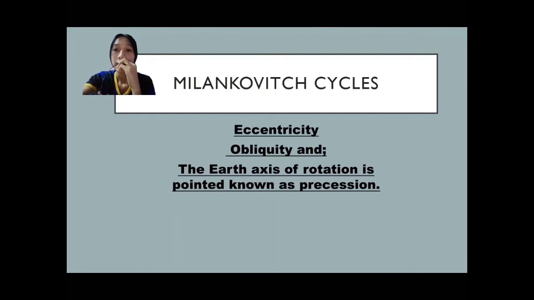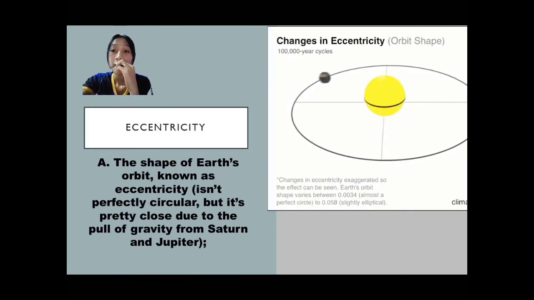Continue the discussion on Milankovitch. I will discuss to all of you the Milankovitch cycle. This includes the eccentricity, obliquity, and the Earth's axis of rotation, known as precession. First, the shape of Earth's orbit, known as eccentricity.